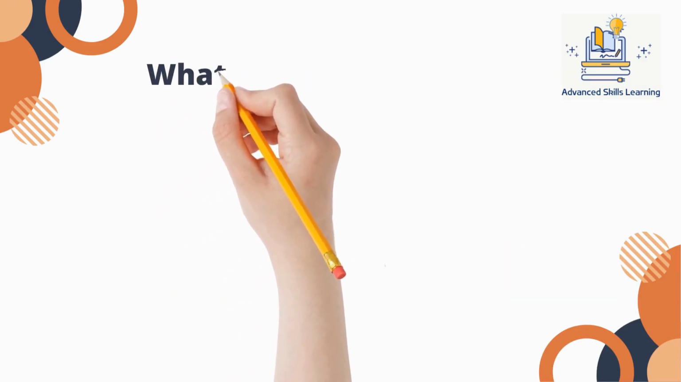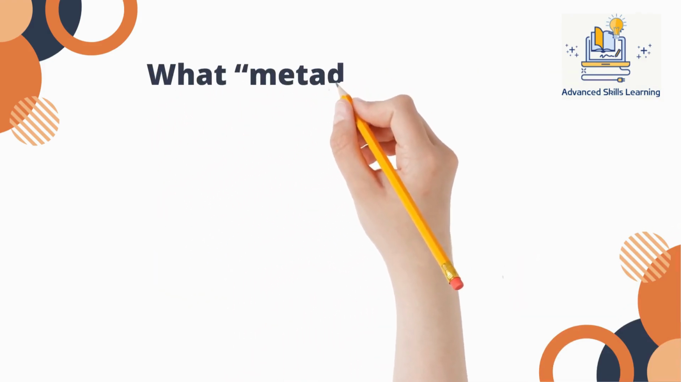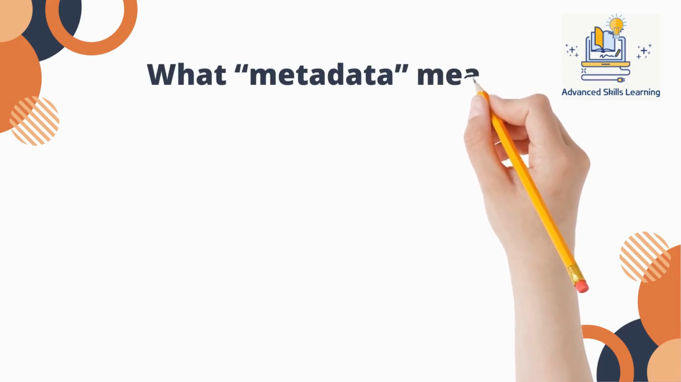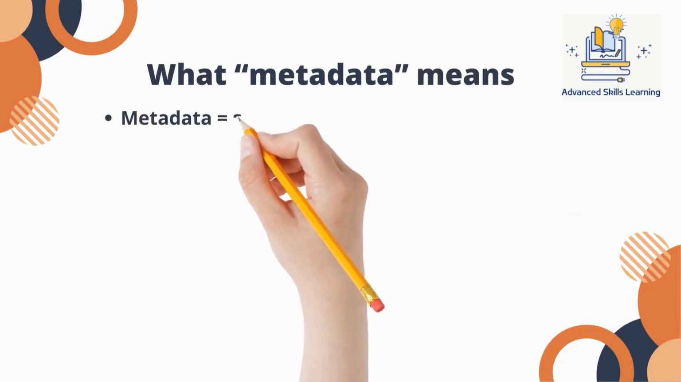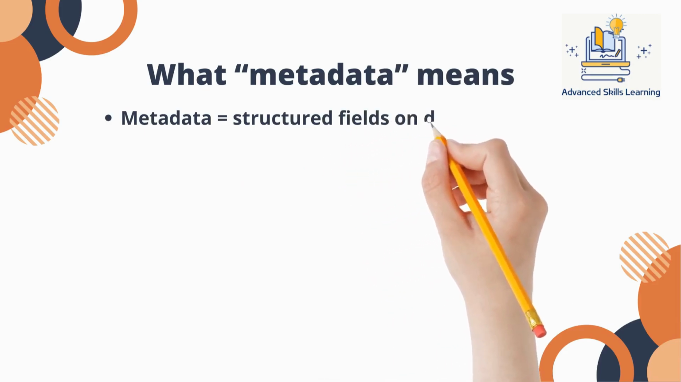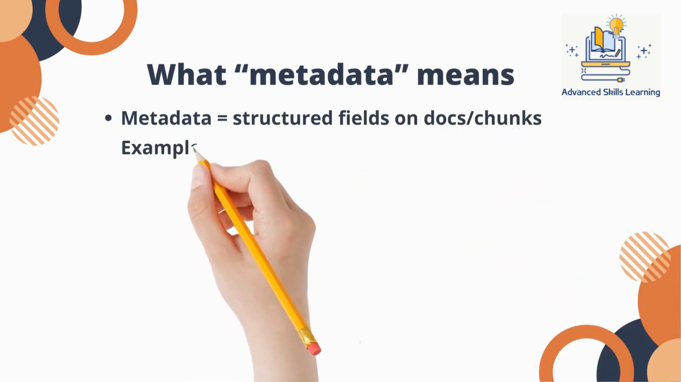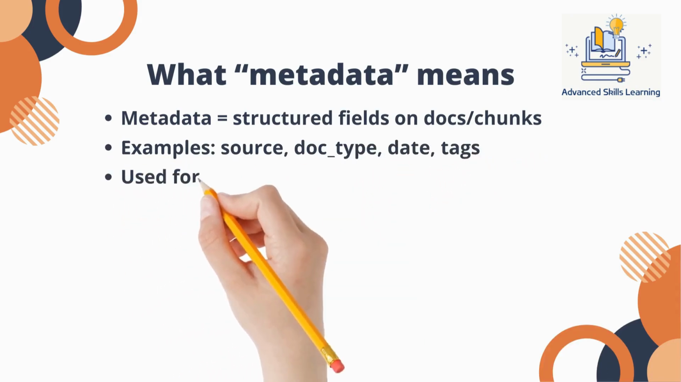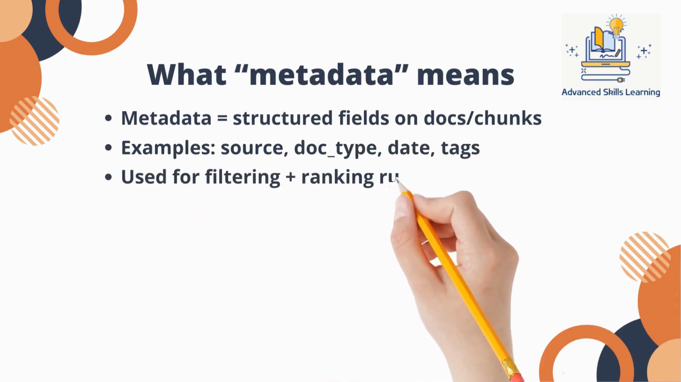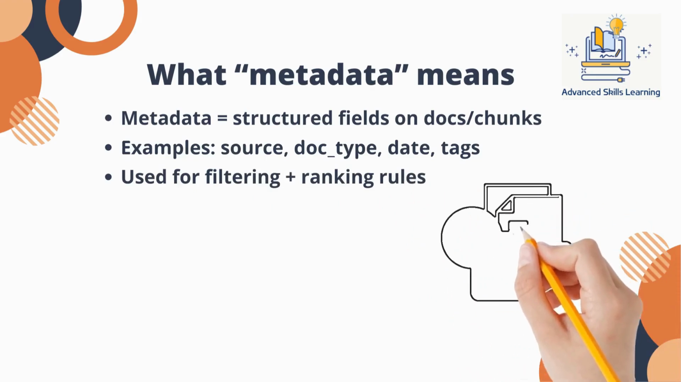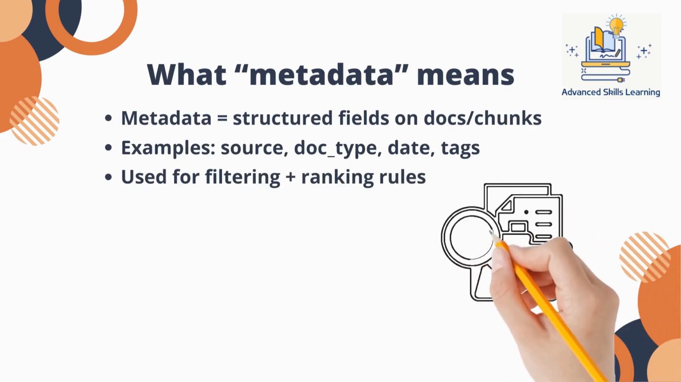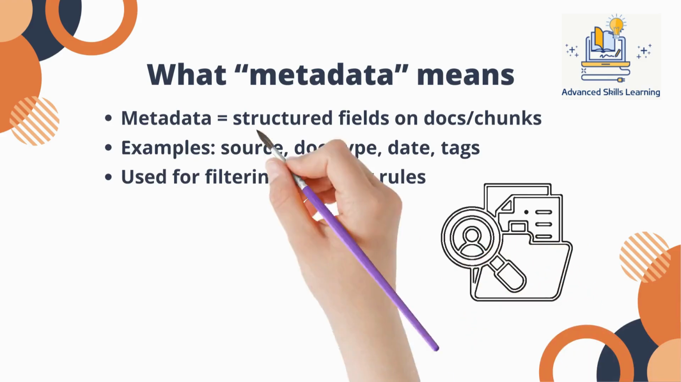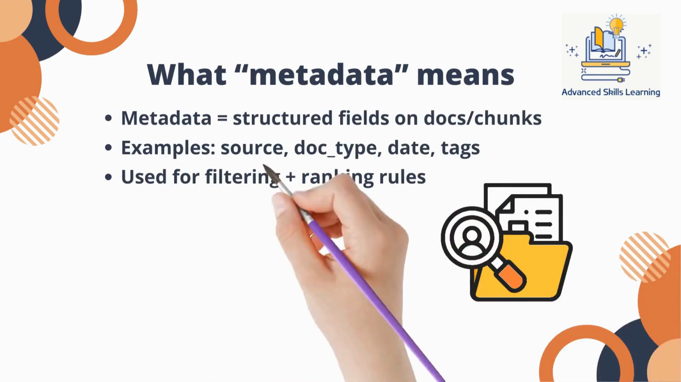So what exactly is metadata? Metadata is structured information attached to your documents or chunks, fields like source or repository, document type, created date or updated date, product area, environment, region, team ownership, and tags. Embeddings capture meaning, but metadata captures facts about the document itself. Filtering uses those fields to narrow down the search space, and ranking rules can use metadata to prioritize authoritative sources.